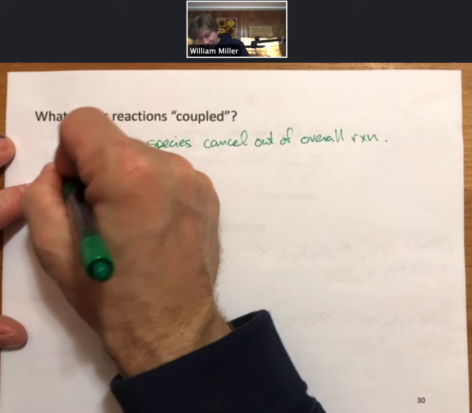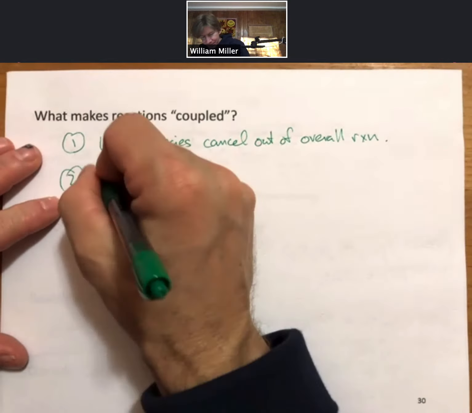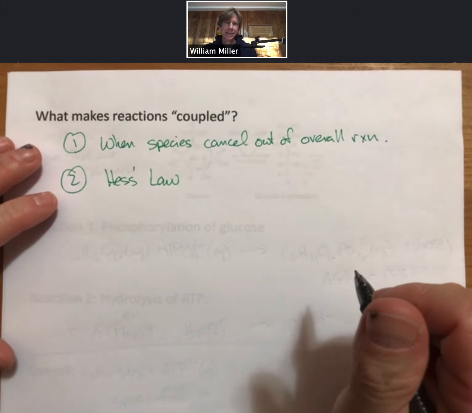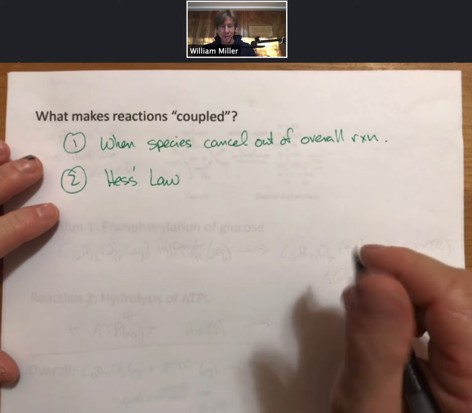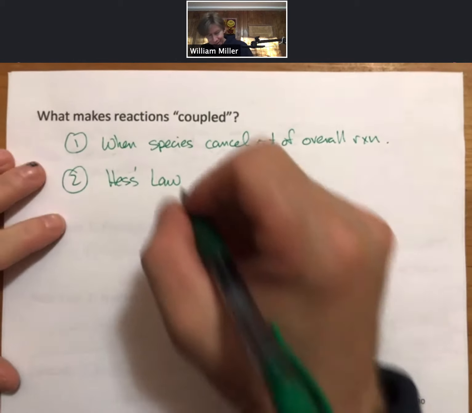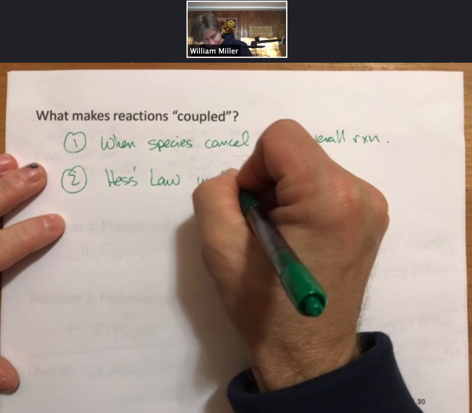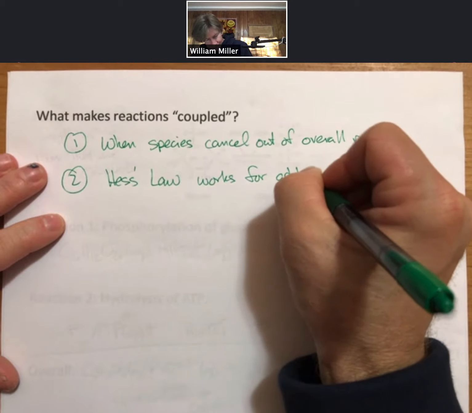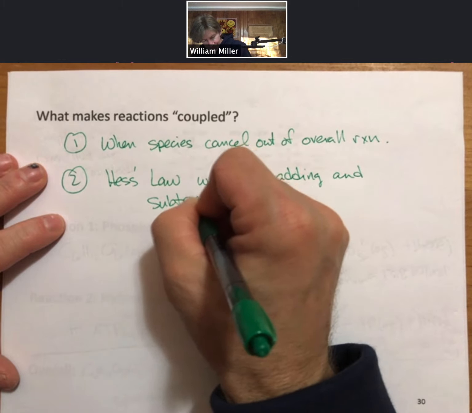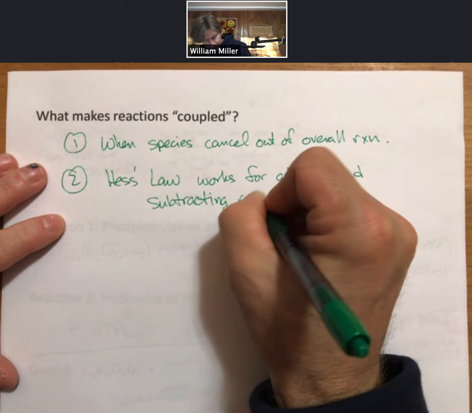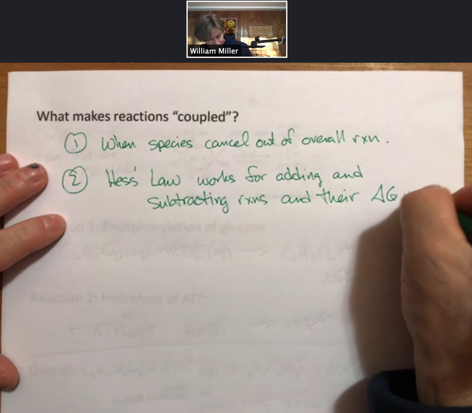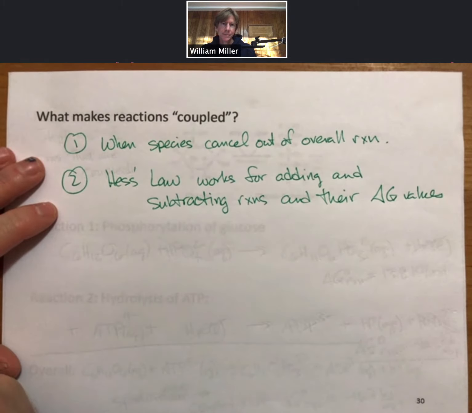And then my other note here is that Hess's law works for adding and subtracting delta G values, or adding and subtracting reactions and their delta G values. Pretty cool.